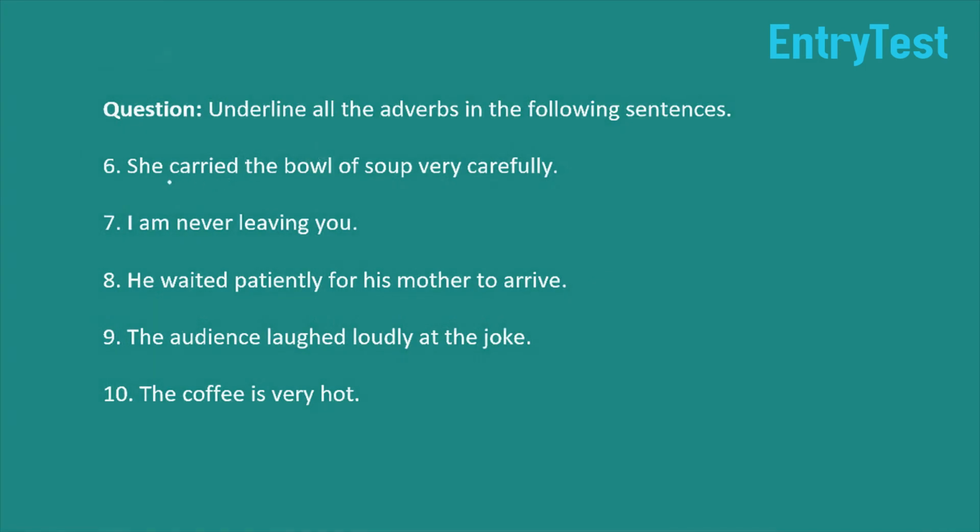Next one, so friends, this is a bit tricky one. Please do this with me. She carried the bowl of soup very carefully. So first of all, let's ask ourselves what is happening. Basically a girl is carrying something. So this is my verb or the action. And how is she carrying the bowl? She is carrying the bowl carefully. So carefully is modifying my verb, so it should be an adverb.